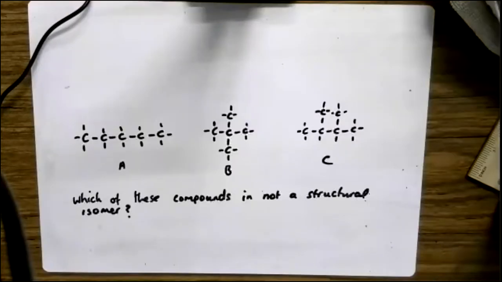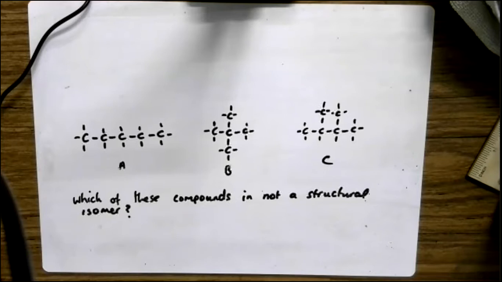Okay, we've got another practice question. So we've got three separate compounds, A, B, and C. The question I want you to answer is to figure out which of these compounds is not a structural isomer. Now, if you're confident that you know how to do this without any more help, go ahead and pause the video and try and answer the question.